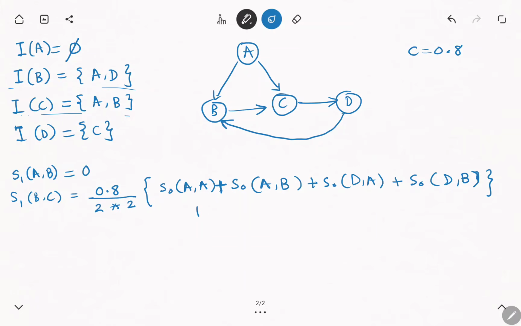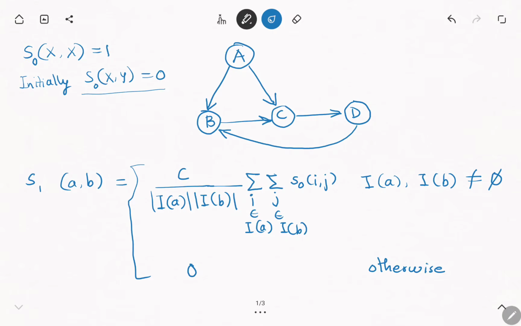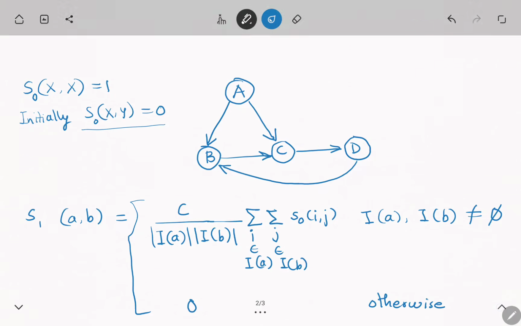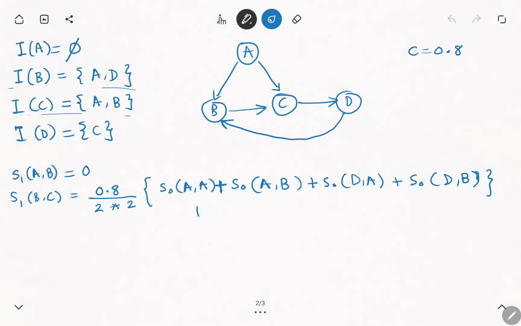Initial assumption, as we had written over here: initially S0 of x, y is anyway 0, right? So yes, because it is S0, not because A has an empty in neighbor set. In this case, this will be 0 because it is S0, the 0th iteration. And in the 0th iteration, we anyway assume that if we are calculating for x comma y, then it will be 0, and only for x comma x it will be 1.